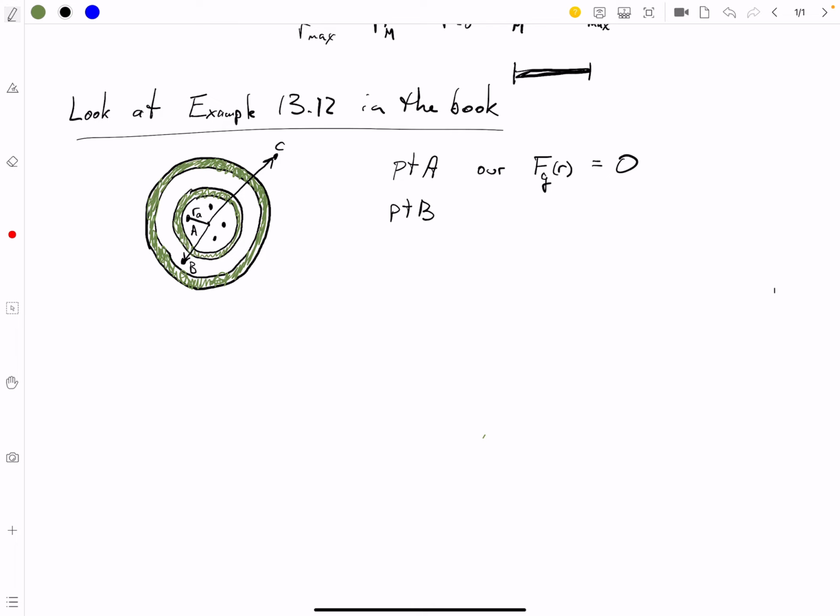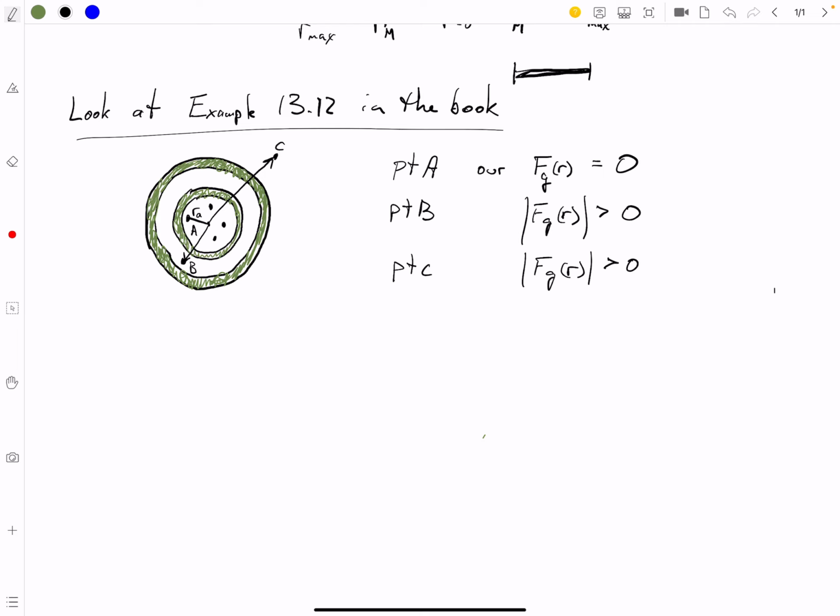Point B will actually have something that is greater than 0. Depends on which way you're going, I suppose. So that's that. And then at point C, of course, it'll be even more mass pulling you in. So that's even more than at point B.